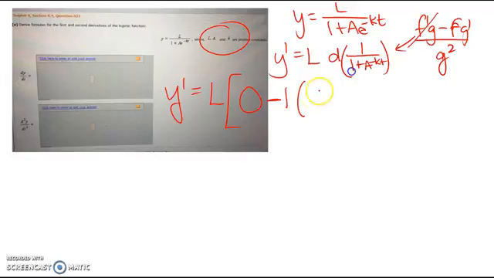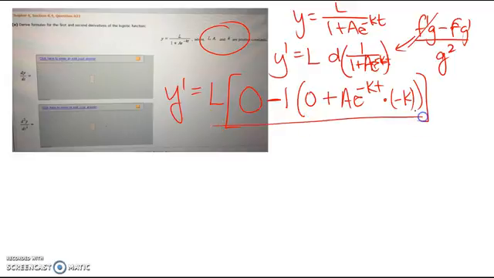So the derivative of 1 is 0, plus, I think I missed the e there. If I rewrite that, it looks like this: A e to the minus kt times the derivative of the exponent, which is what? Minus k. All of this over 1 plus A e to the minus kt, squared.